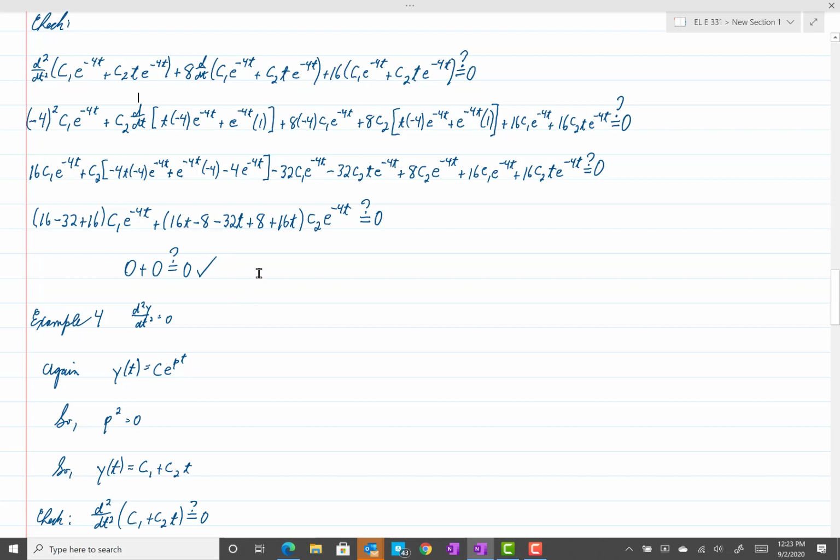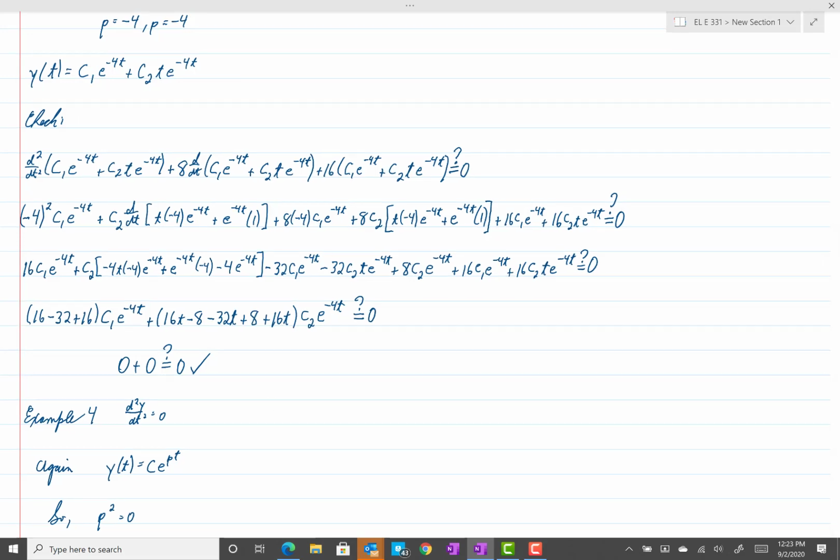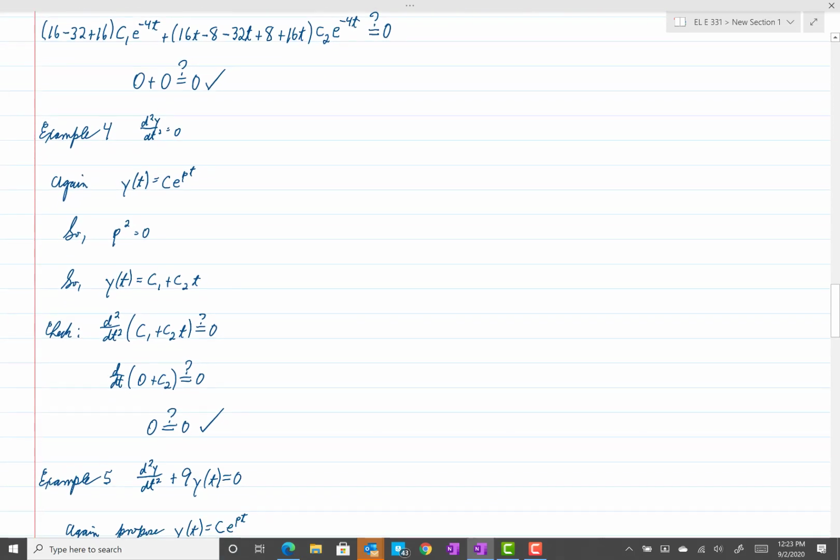And so sure enough, after all the smoke has cleared, we do get 0, and we conclude that this right here is indeed the correct solution to this differential equation. So again, this is the kind of thing that happens when you have a repeated root. And this next one is a very simple repeated root problem.